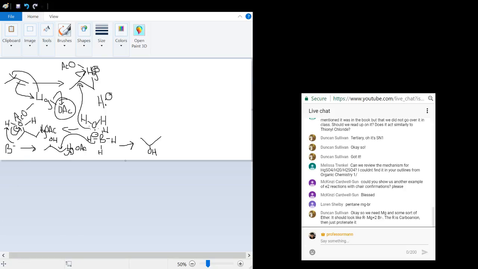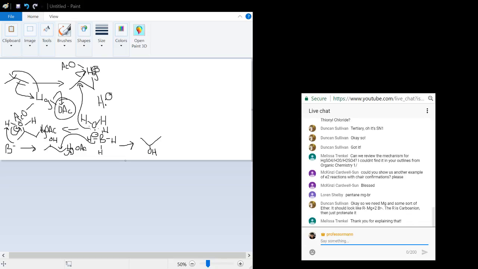Let me go switch back to the text box. Okay. And then magnesium and ether. Yes, yes, yes. Duncan and Lauren, y'all are on top of it. So you'd need bromocyclopentane, then you'd add magnesium to that to make the Grignard reagent, and then basically any kind of proton source like water would be able to take that off and just make it into pentane, cyclopentane.